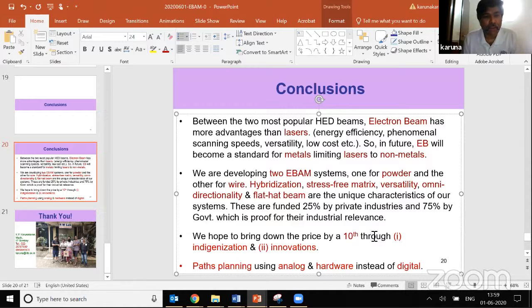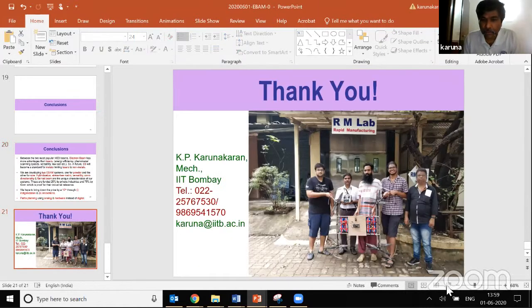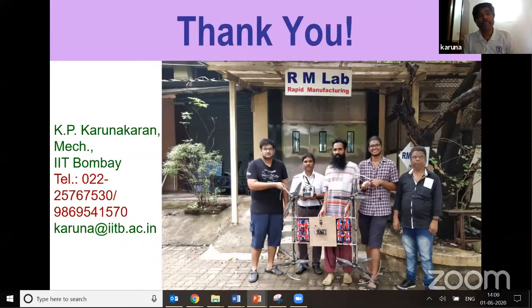For want of time, we could not cover that. So with this, I tried my best to put the whole thing in a nutshell. I hope it gives you some idea of what is additive manufacturing using electron beam and the kinds of work we are doing in IIT Bombay. So with this, I will stop. If there are some questions, we can have discussions. Thank you very much. Thanks to RGIT for the wonderful opportunity to interact with all of you during this tough time. I stop here, open for discussion.